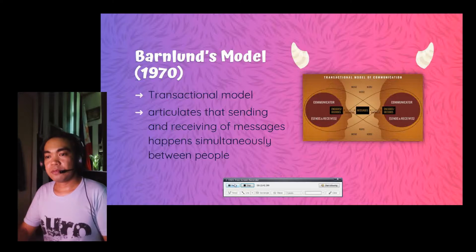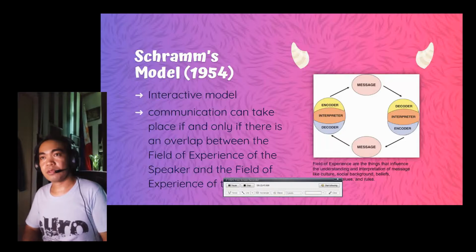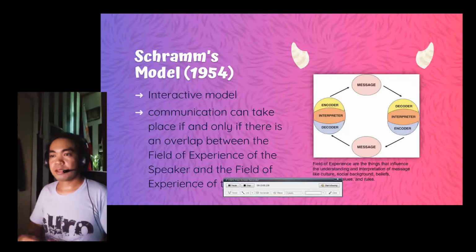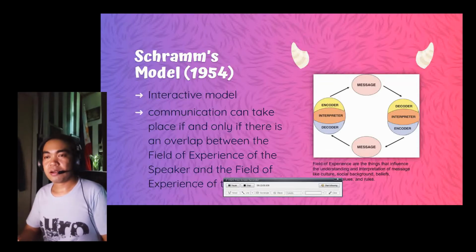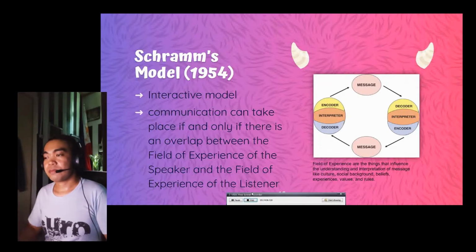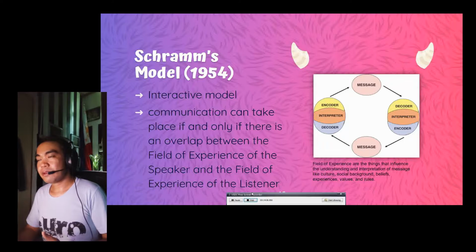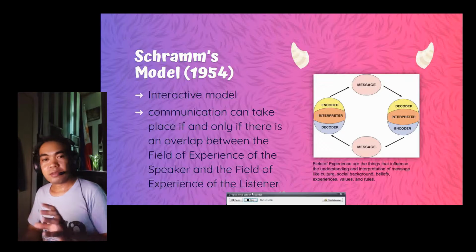Next, we have Schramm's Model, which was published in 1954. This one is the third type of model, which is called interactive, because communication, according to Schramm, can take place if and only if there's an overlap between the field of experience of the speaker and the field of experience of the listener. So if you notice in our picture here, in Schramm's model there is no sender, no receiver, just like what we have in Barnlund.